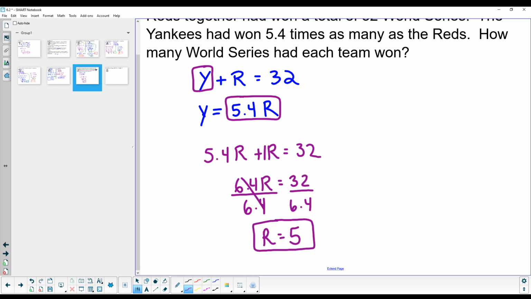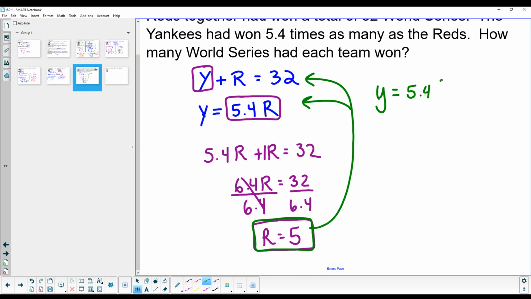So if I want to know how many the Yankees have, let's go back up to here. Take our 5 and sub it into what we had up here. Well, actually, you could do either one. So Yankees is equal to 5.4 times R, or you could figure out 5 plus what number gives you 32. I'm going to go with this second one here. If I take 5.4 times how many titles they had, 5, I'm going to figure out that they have won 27 titles. Which again, if you know anything about baseball, you know that the Yankees obviously probably have a lot of titles. So we've got the Yankees have 27 and the Reds have 5.